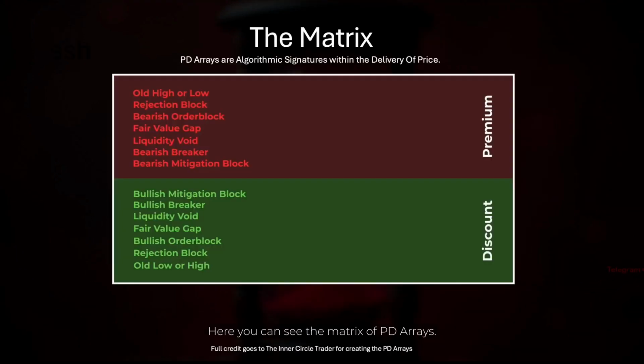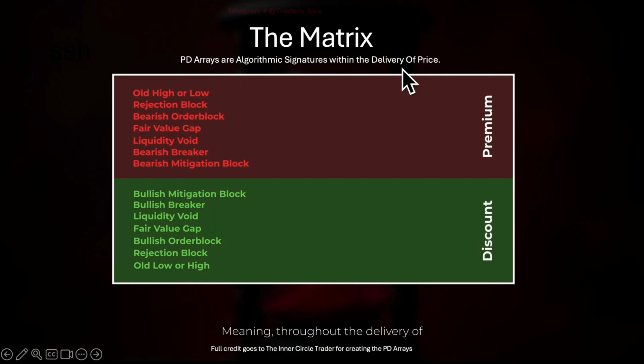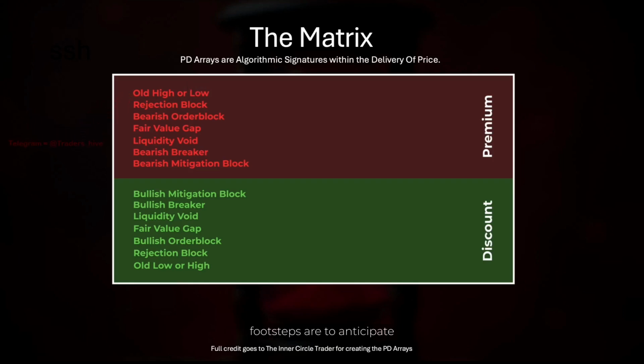Here you can see the matrix of PD arrays. This matrix was originally created by ICT, the Inner Circle Trader, and therefore full credit goes out to him for creating these PD arrays. Before we dive into this schematic right here, I first want you to understand the definition behind PD arrays. PD arrays are algorithmic signatures within the delivery of price. Meaning, throughout the delivery of price within buy or sell programs, what will happen is that IPDA will leave behind footsteps. Our job is to recognize what these footsteps are to anticipate what the next delivery function is likely going to be.